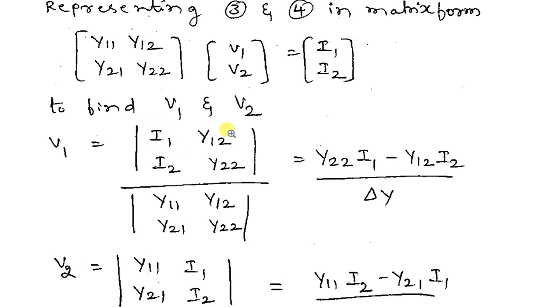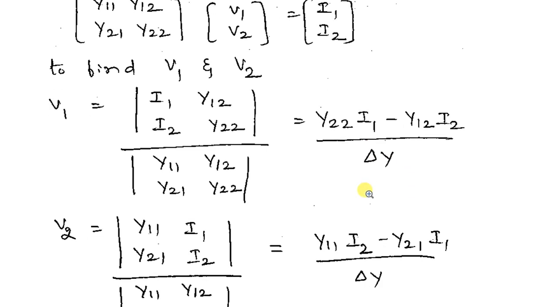The determinant of the matrix with the first column replaced by the right side values and the original y matrix. You know how to find the determinant, product of opposite elements: y22 I1 minus y12 I2, divided by delta y. Delta y is y11 y22 minus y12 y21. Remember, delta y is the original y matrix determinant, y11 y22 minus y12 y21. After that, you can write separately.